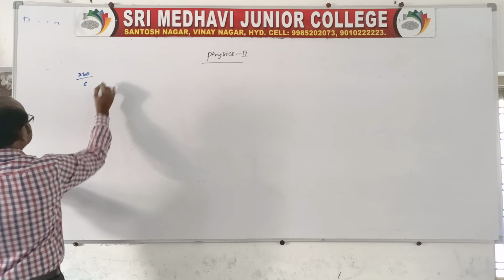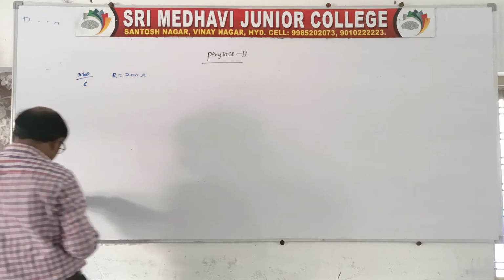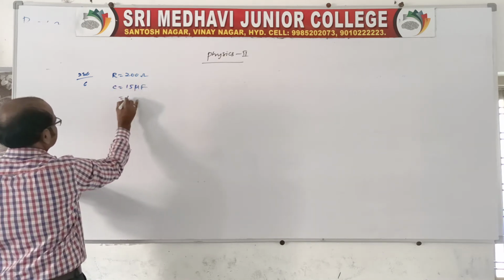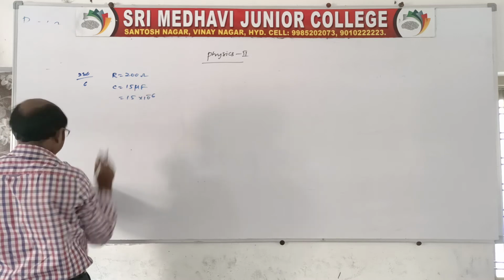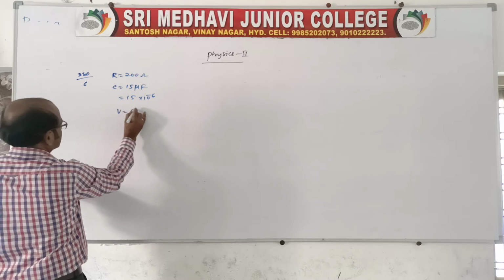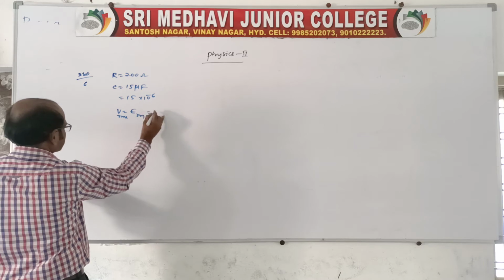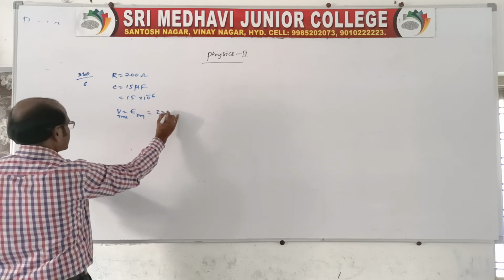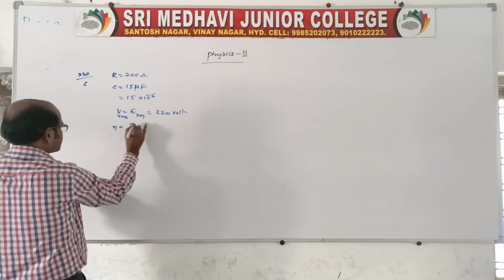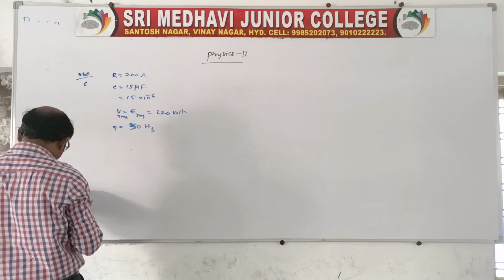A resistor is given, capital R is equal to 200 ohms, and a capacitor of 15 microfarad, 15 into 10 power minus 6 farad, connected in series. The EMF, ERMS, or we can say VRMS, is given as 220 V, and the frequency is given as 50 Hz. So this is given. Then calculating the current in the circuit is asked.